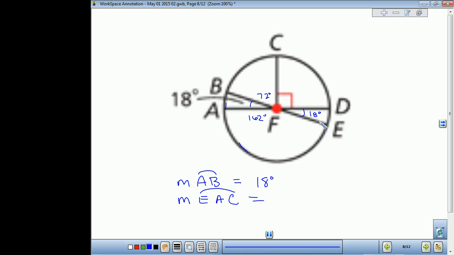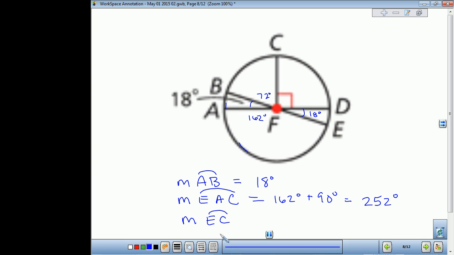Good, 252. So what I would do in my brain probably is to do the 162 plus the 90. I'd add up this arc here and this arc there and get 252. So that was that obvious one we looked at just a second ago. All right, now, is this the same as arc EAC? Is that the same as arc EC?